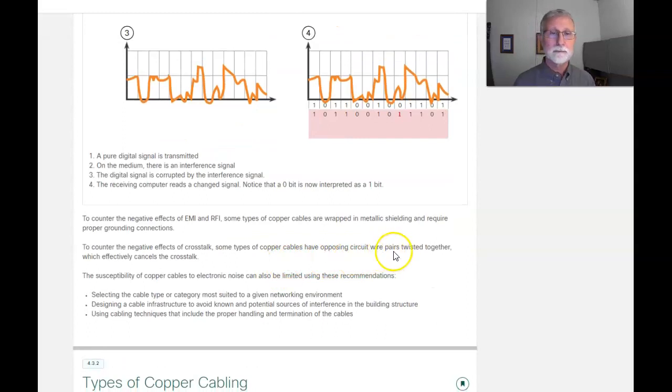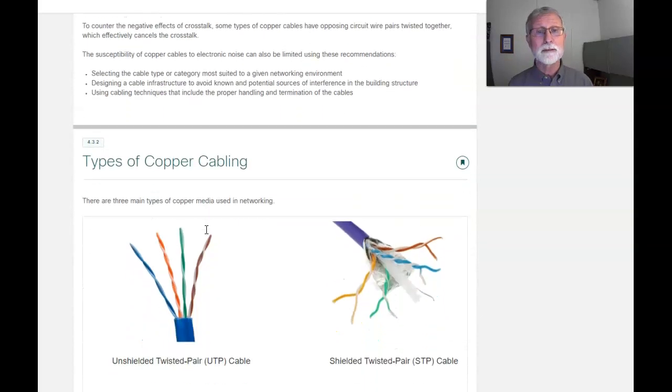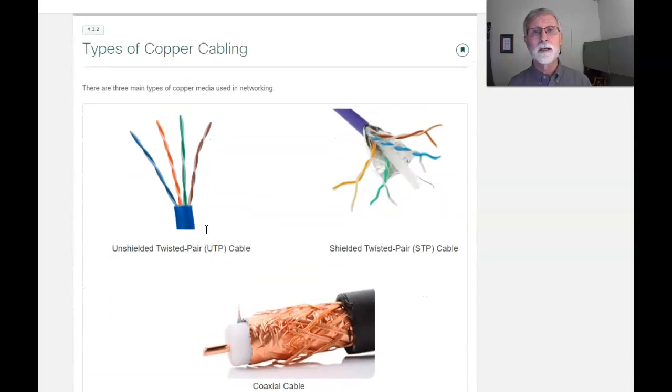Let's see. So you've got to make sure you select the right cable. Is it shielded or unshielded? Make sure you understand what your interference sources are, and then make sure you're doing proper wiring. Now, here are examples of different cables.